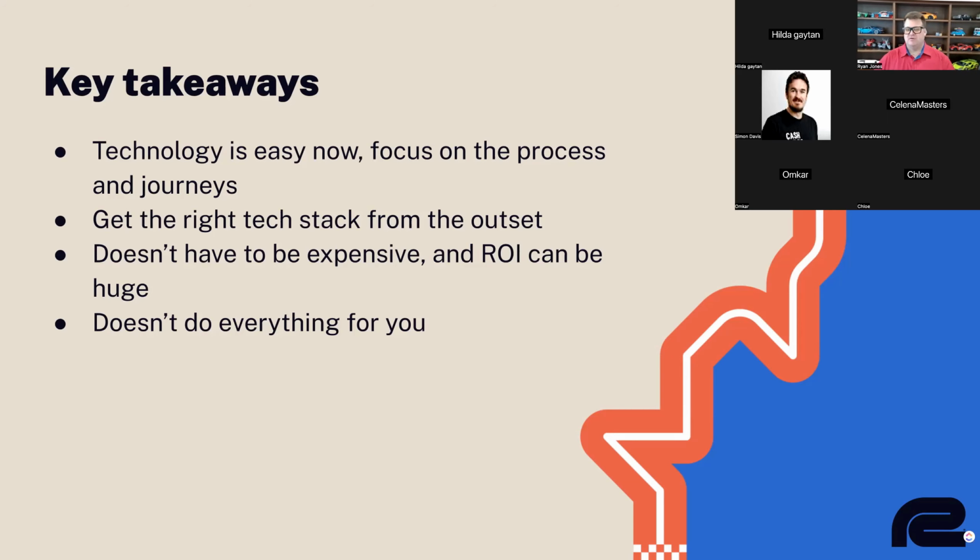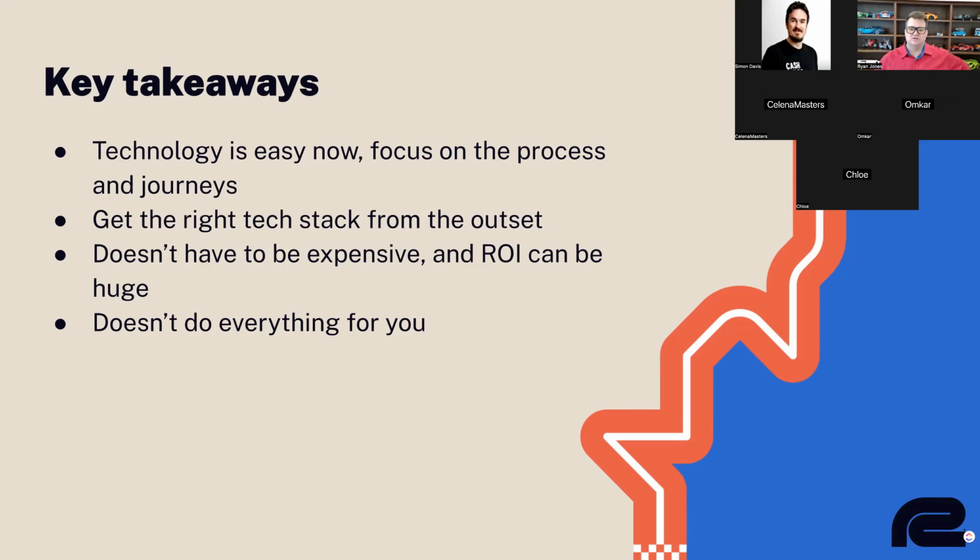Make sure that you get your tech stack right from the outset. Might be a bit hard if you've already inherited a tech stack, but get it right from the outset and you'll save yourself a lot of pain. It really doesn't have to be expensive, and the return on investment can be huge. From an automation perspective, some of the solutions that I mentioned today might cost you $40 or $50 a month, depending on how big your audience is, your number of emails and contacts. Other solutions might cost you maybe $1,500 to $2,000 a month. Really just depends on what you want to do and what the right tool is.